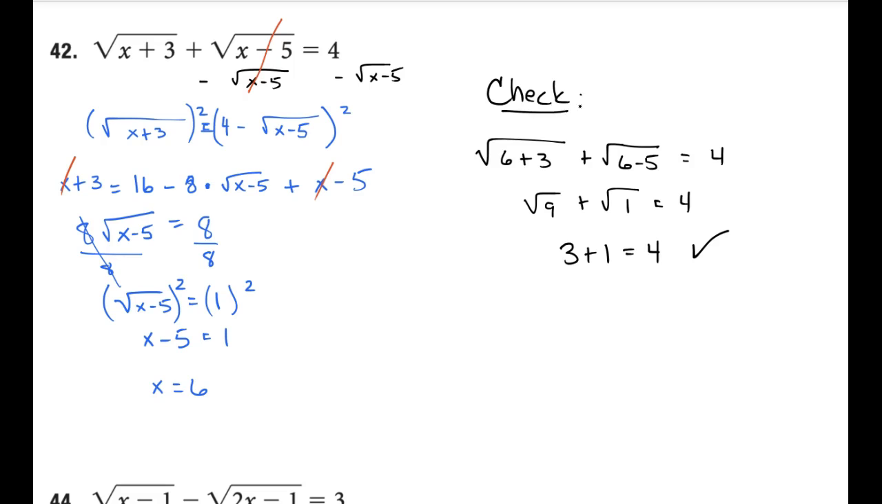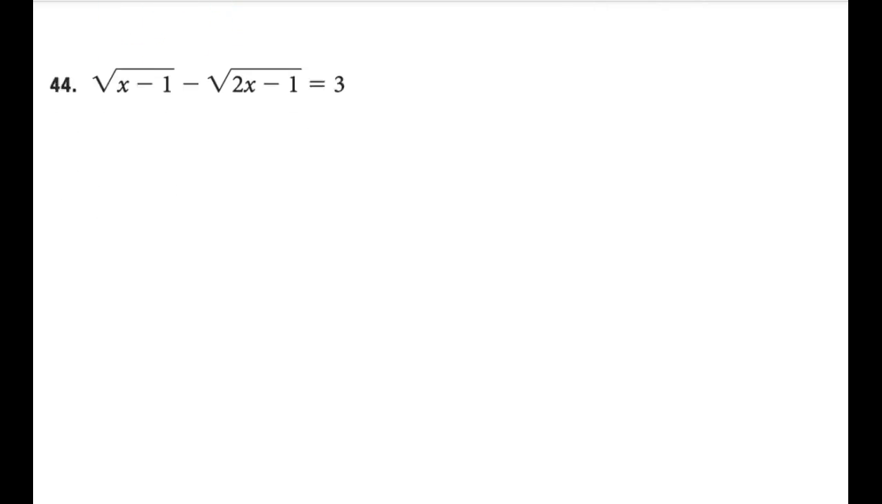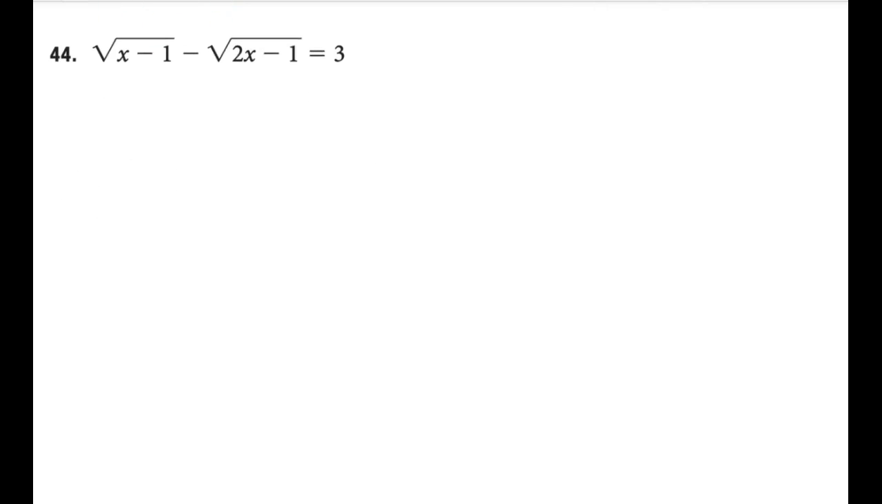Okay. All right, so that is my first example of two radicals. It does get a little more complicated than that, but not too bad. It's just a matter of sticking with it and doing it twice. So here's an example of two on the same side. Remember, we want one of them by itself.